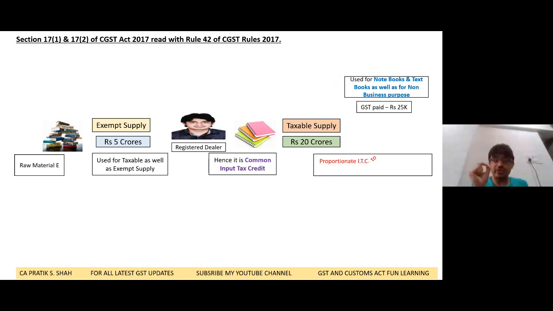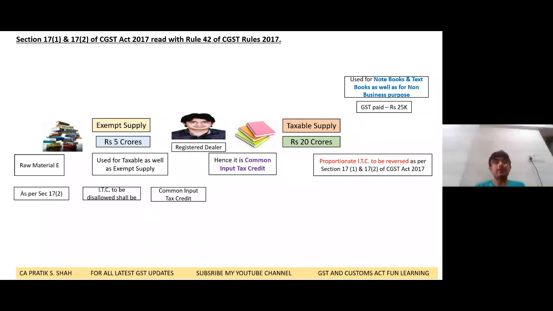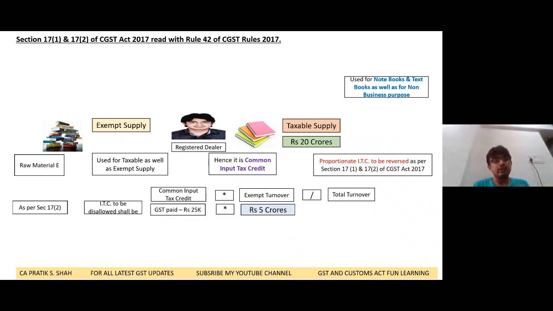So your proportionate ITC is to be reversed in which ratio? In the ratio of turnover. So first, what is my common ITC? 25,000. Common ITC into exempt turnover divided by total turnover. What is my common ITC? 25,000. What is my exempt turnover? 5 crore. What is my total turnover? 25 crore, 5 plus 20. So out of 25,000, 5,000 ITC shall be disallowed.